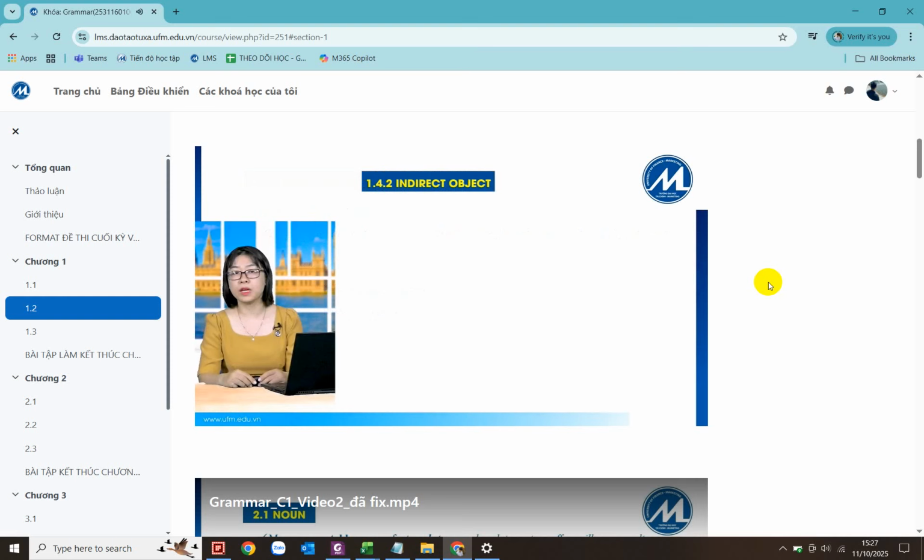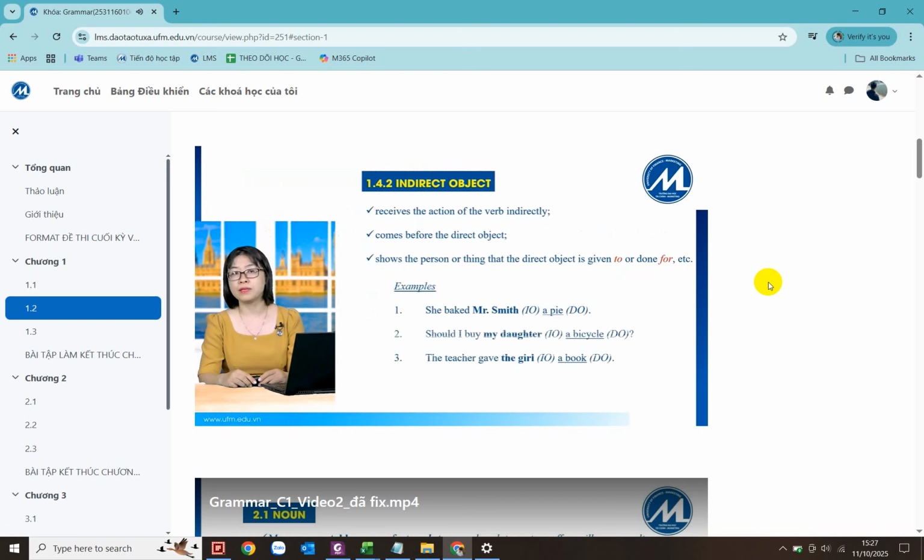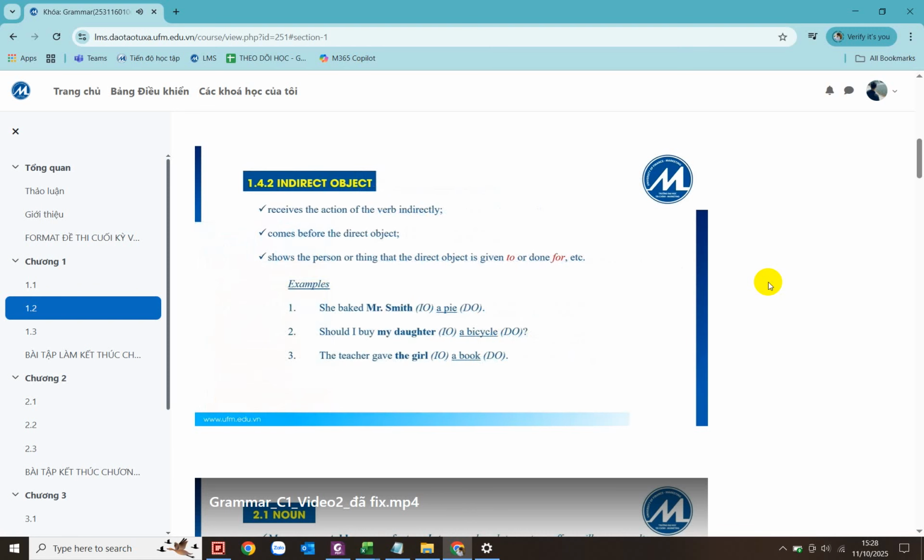About the indirect object. An indirect object receives the action of the verb indirectly. It comes after the direct object and shows the person or the thing that the direct object is given to or done for. For example, she begged me to submit a pike. Should I buy my daughter a bicycle? The teacher gave the girl a book.